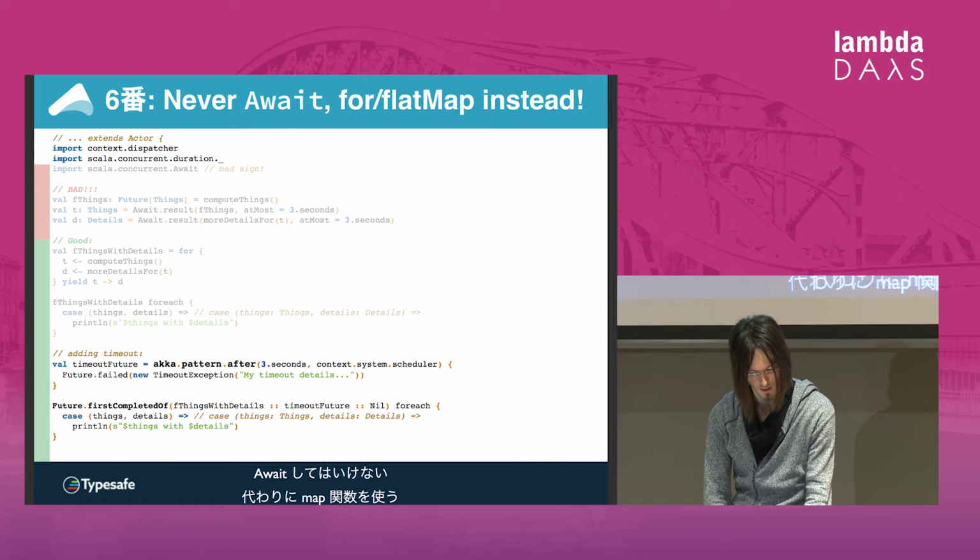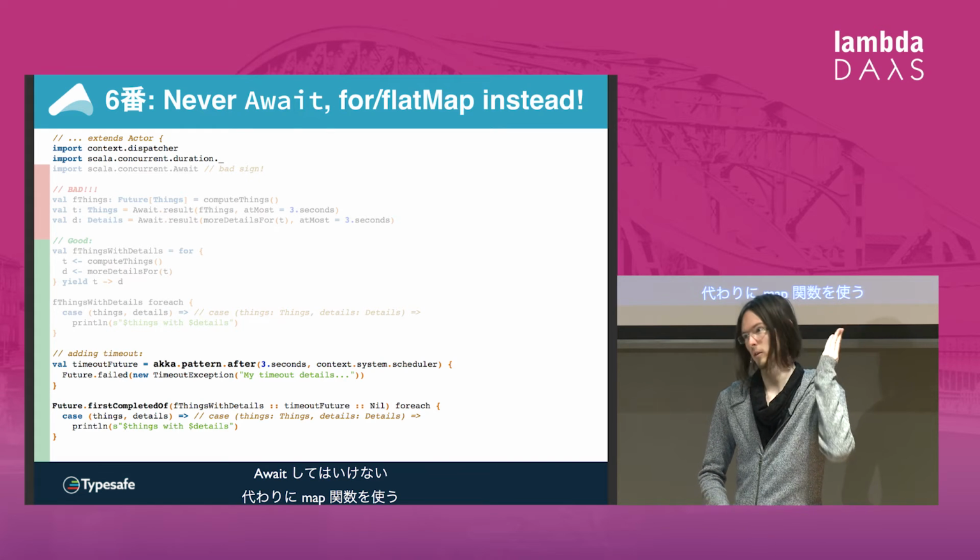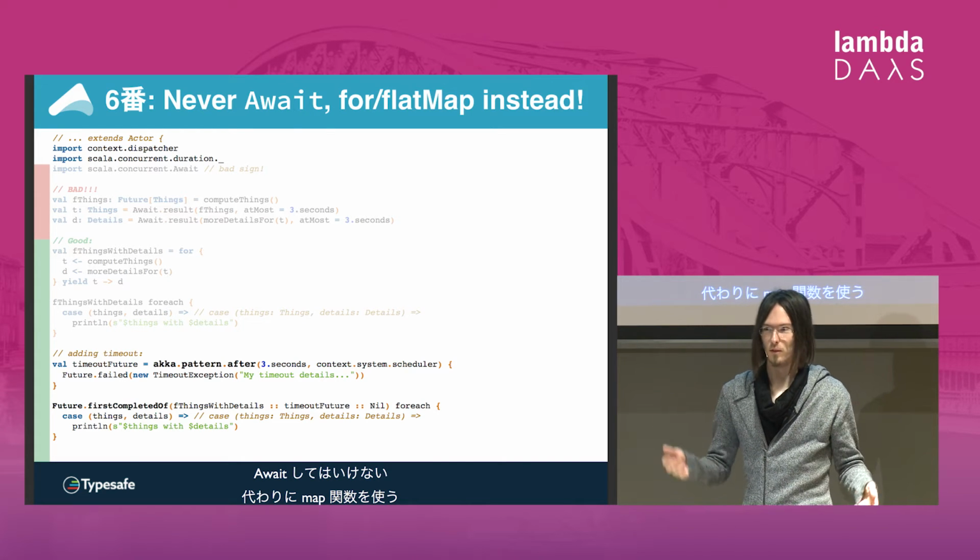The usual question I get about futures is, why can we not cancel futures? Because JVM, I'm sorry.